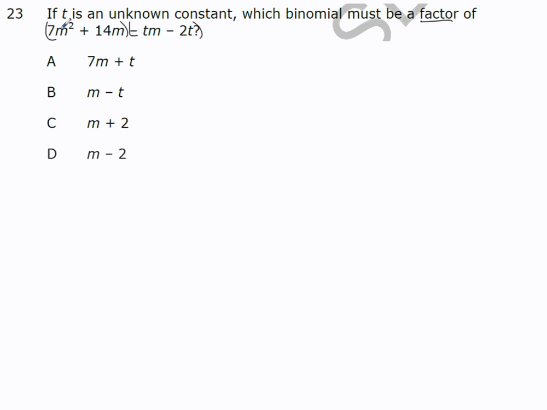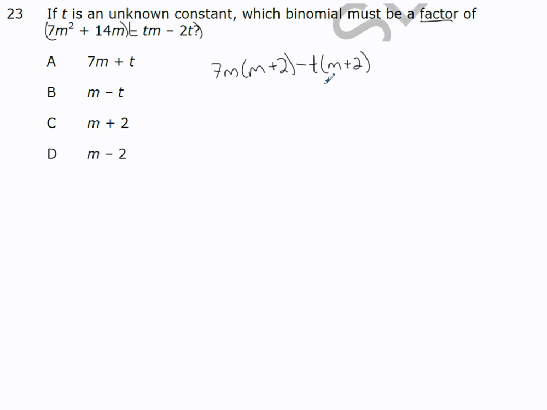The GCF of 7m squared plus 14m is 7m, because 7 goes into both 7 and 14, and m goes into both m squared and m. So when we factor out a 7m, we divide each term by 7m, and we get m plus 2. Now in the second one, you'll notice both signs are minus or negative. This one right here is plus or positive, so we have to get rid of that negative by factoring out a -1. The other GCF for these is just t. So when I factor out a -t, divide each part by -t, I get m plus 2.